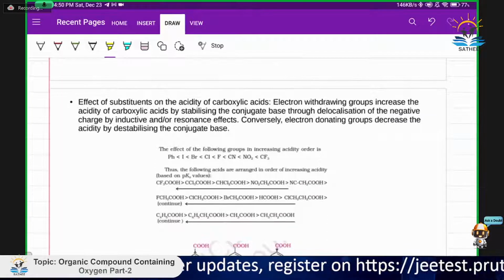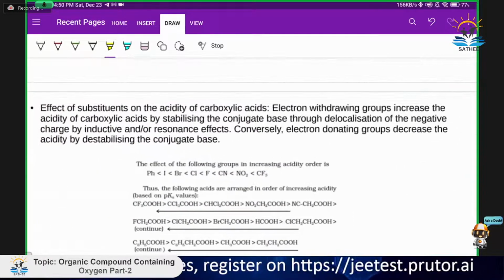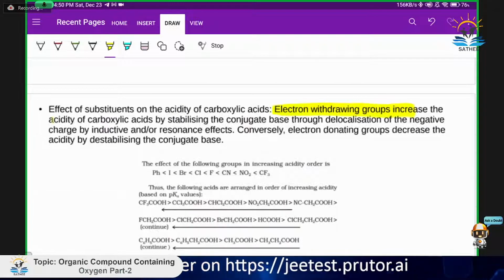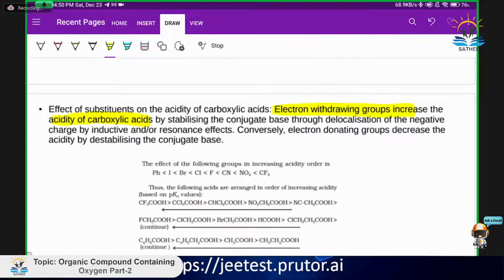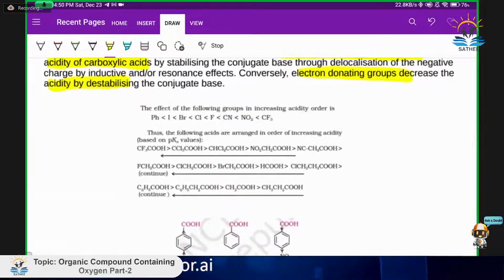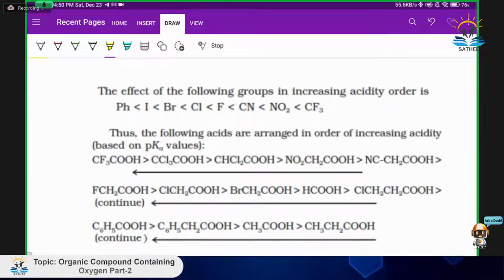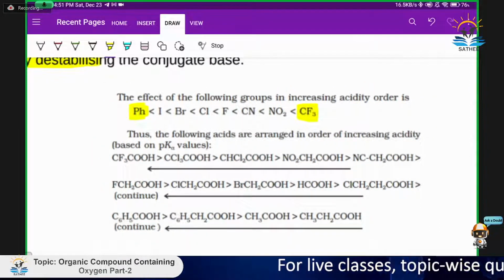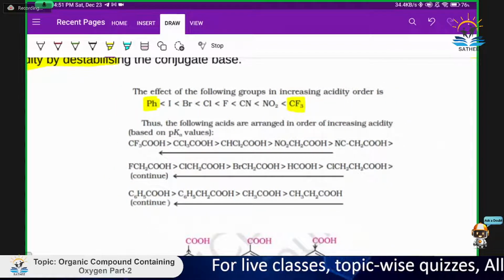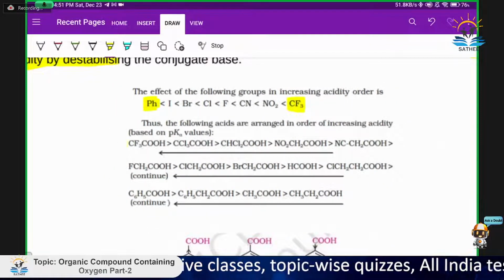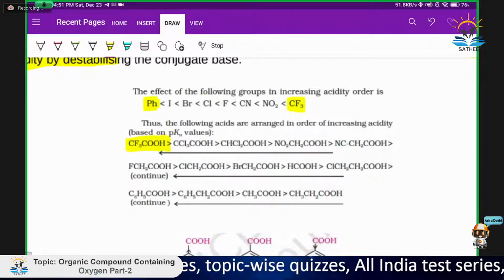Now the acidic strength of carboxylic acids. Electron withdrawing groups increase the acidity of carboxylic acid, and electron donating groups decrease the acidic strength. So it depends on the groups attached to the carboxylic acid. CF3 has the strongest electron withdrawing power, and the phenyl group has the least. We have arranged the carboxylic acids here according to their pKa value. So CF3COOH is the strongest carboxylic acid.